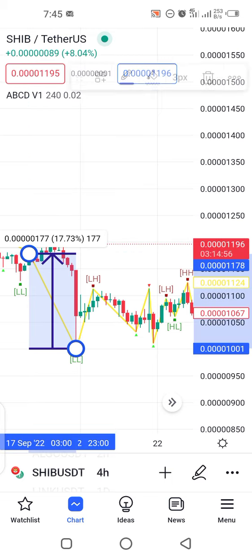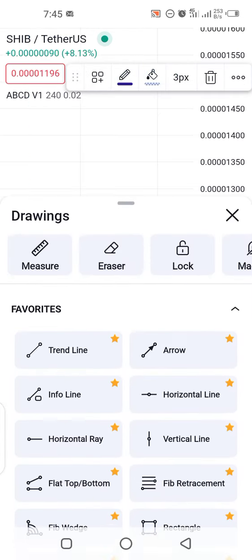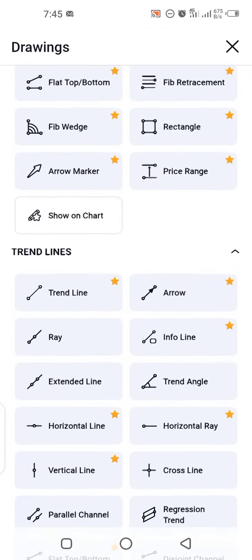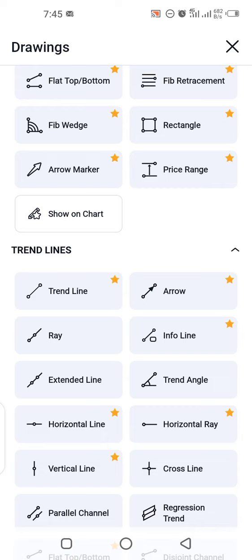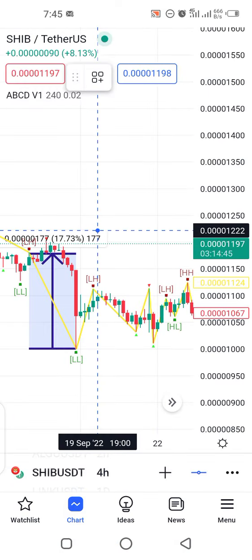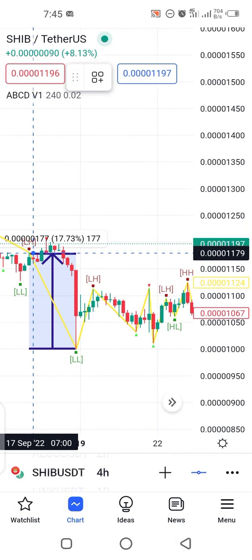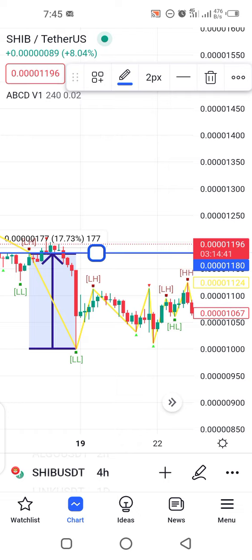Now someone may say, but will that be delivered? Okay, let us tap on the pencil and we pick our trend lines. You can pick a horizontal line, this one. Let's measure here. Let's draw a line to see whether the market will touch. The only challenge is the inability to be patient. Let us see whether the market.